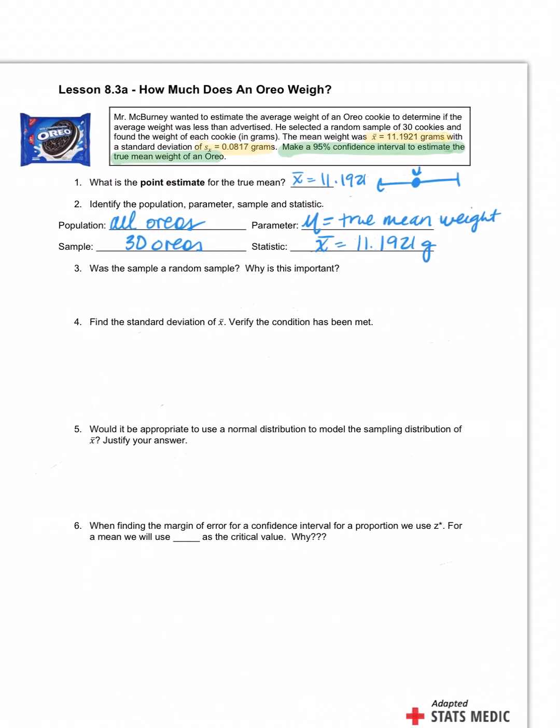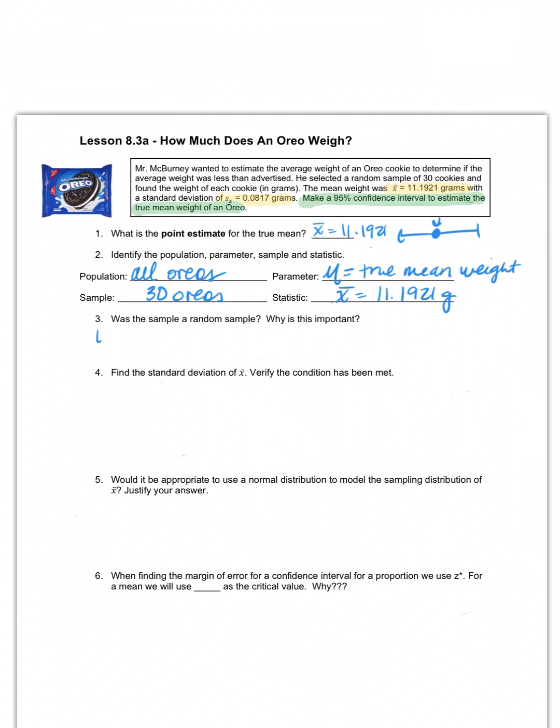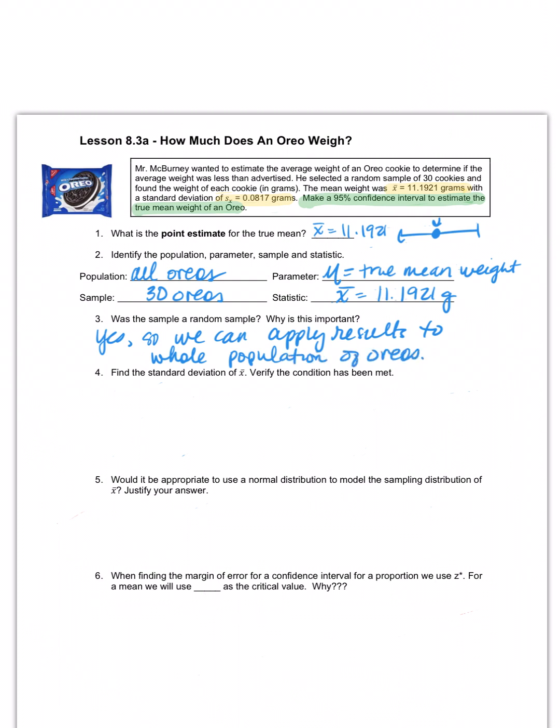Okie doke. Then it says, was this sample a random sample? Yes. And why? Do you remember why it's important that it's random? So you can apply it to the whole population. Good. Yes. Why is it important? So we can apply results or generalize the results to the whole population of Oreos, or whatever it is.